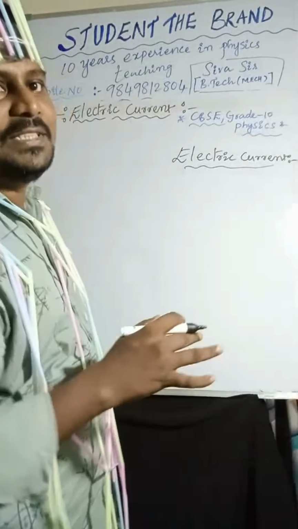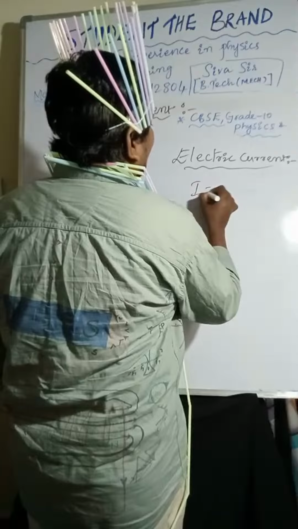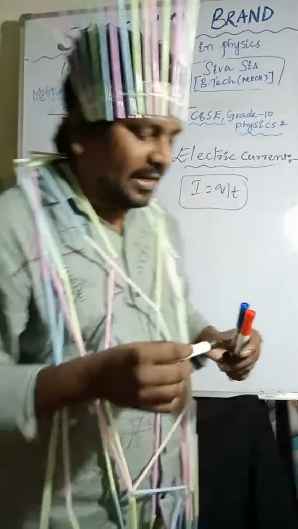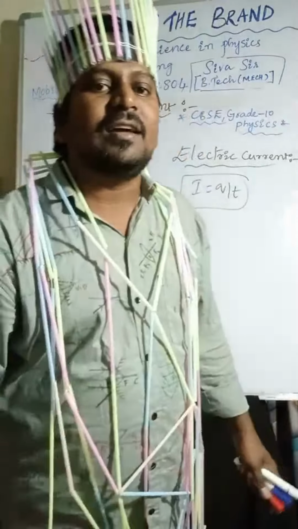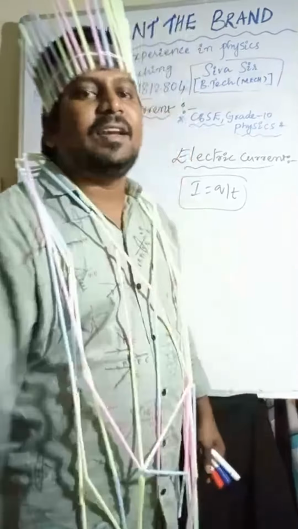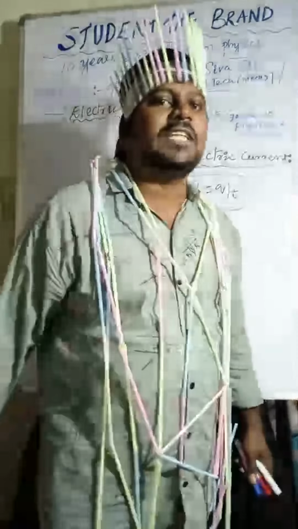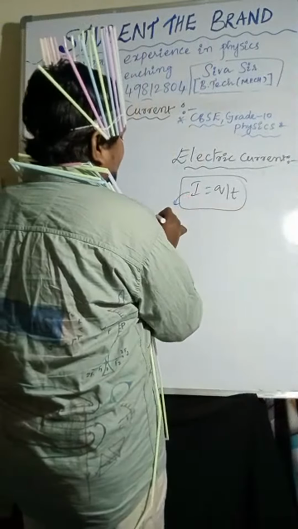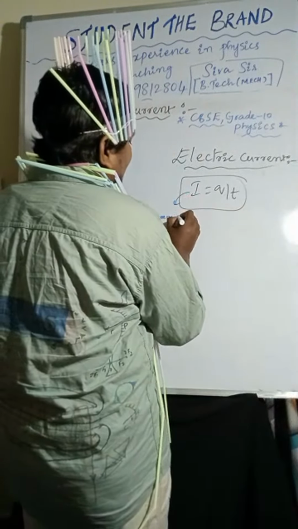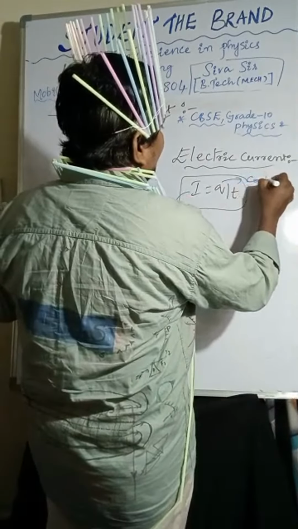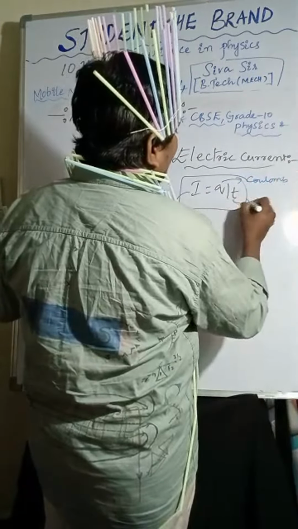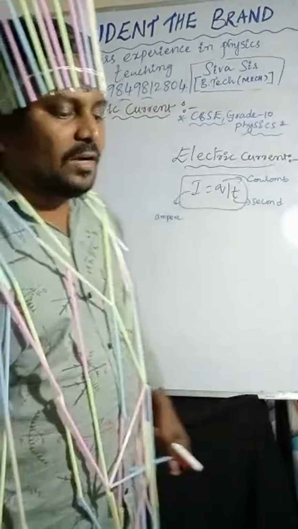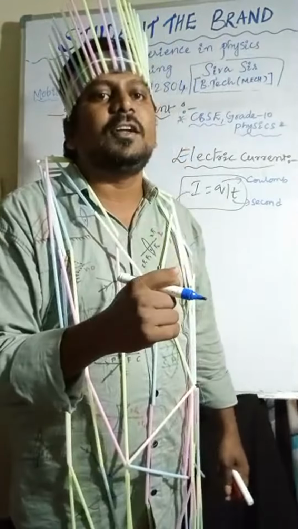So rate of flow of charge: I equal to Q by T. The SI unit of current is ampere. The SI unit of charge is coulomb. The SI unit of time is second. So this is about electric current, I equal to Q by T.